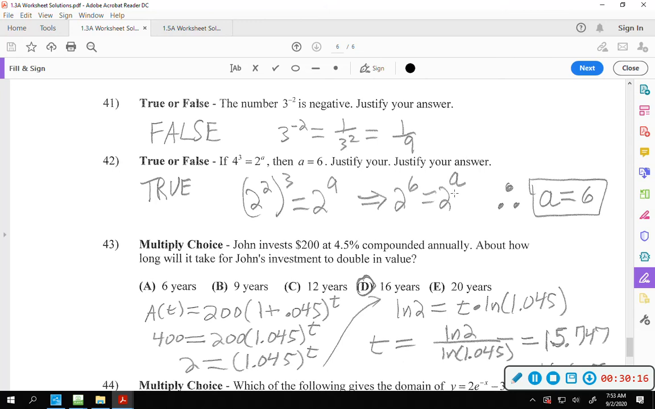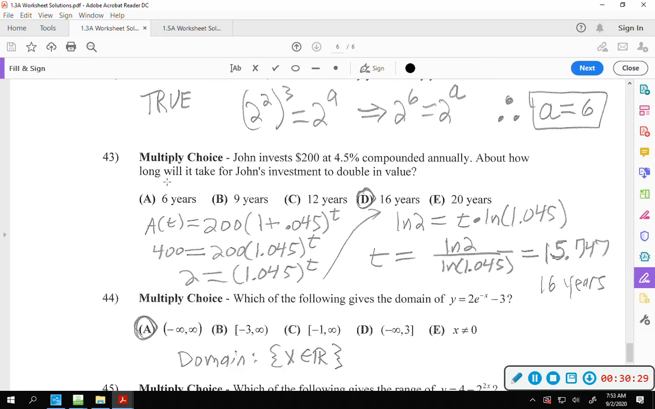And this will happen occasionally on an AP test, that you can solve it much more quickly and without a calculator by simply getting the bases to be the same. That's why I showed it this way. And this is true.